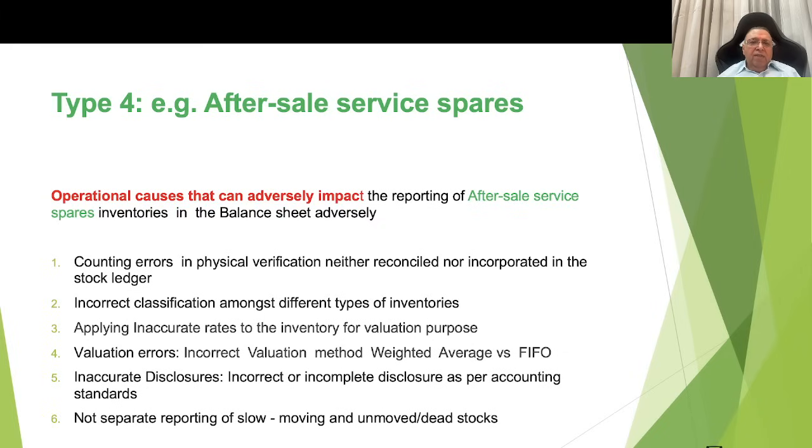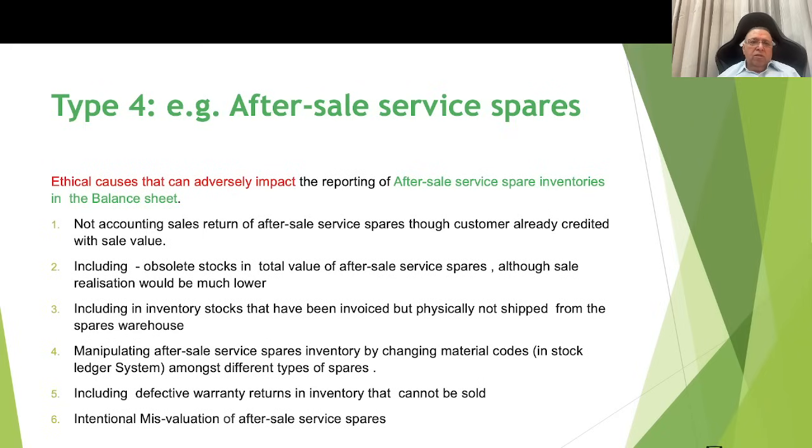Operational causes that can adversely impact the reporting of after sales service spares inventories in the balance sheet. Number one, counting errors. Number two, incorrect classification amongst different types of inventories. Number three, applying inaccurate rates to the inventory. Number four, valuation errors, incorrect valuation method. Number five, inaccurate disclosures. Number six, not separately reporting the slow moving and unmoved or dead stocks.